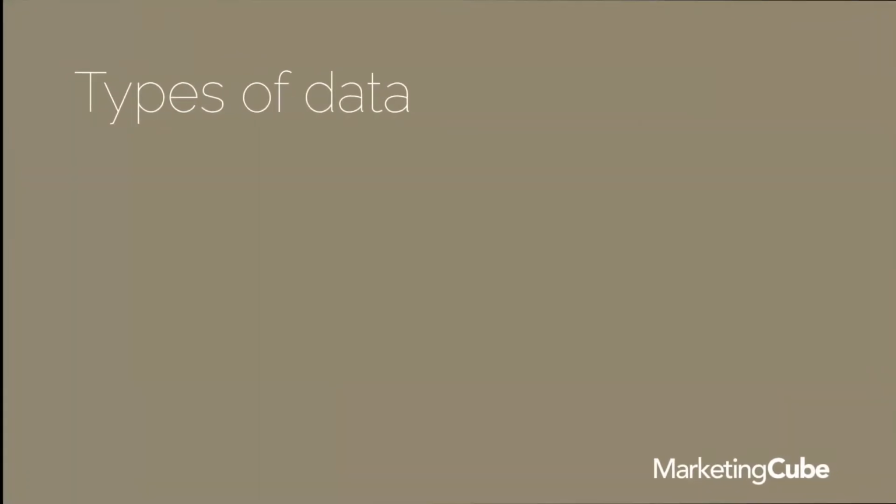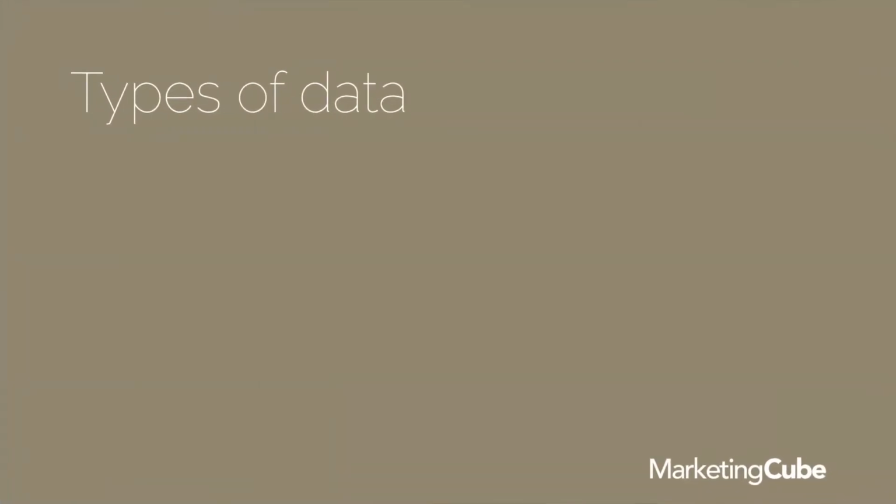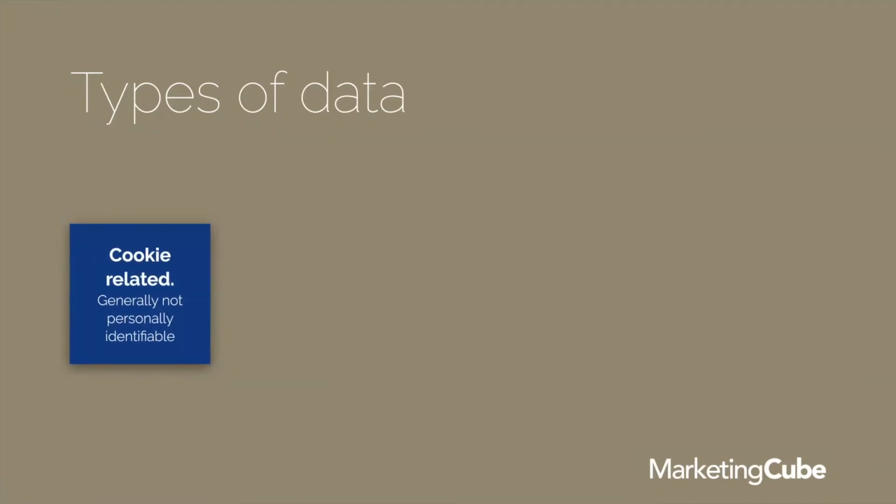Let's have a look then at the types of data that we have available that we would be working with. Cookie related data is certainly one of those. Now, it's generally not personally identifiable. It's all about tracking an individual and seeing what they're doing in different places across the internet.